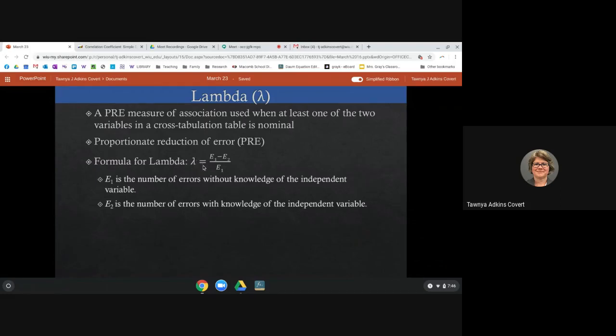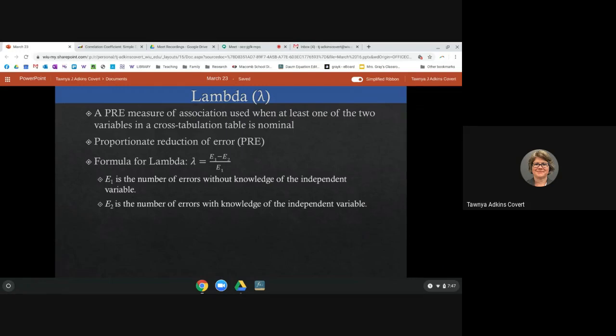So this should remind you of FO minus FE divided by FE, right? Our observed frequency compared to our expected frequency. So there's some similarity in the logic of what lambda and chi-square are doing. But lambda is not a chi-square based measure, so we're not going to be calculating chi-square here. We can calculate lambda instead of chi-square, and it gives us this proportional reduction of error.